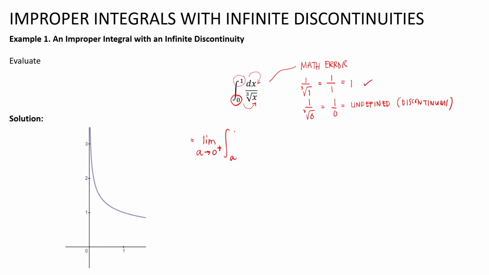So from a to 1, and then dx all over the cube root of x. We can evaluate this one by making it an exponential expression, meaning in exponent terms. So limit as a approaches 0 plus, then this is from a to 1, and then we're going to have x raised to negative 1/3 dx.